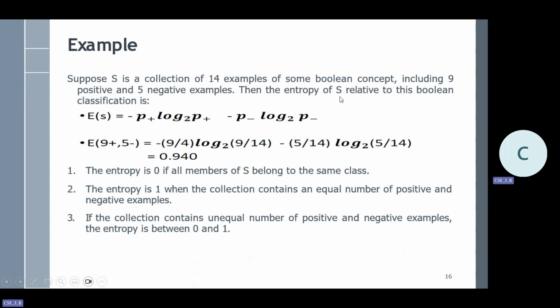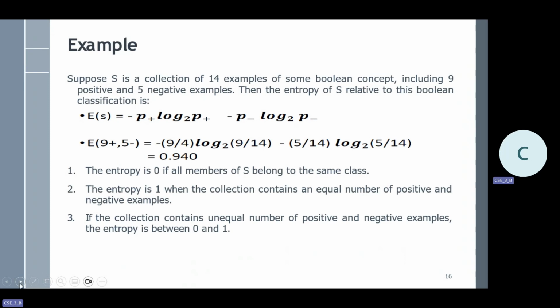Then the entropy of S relative to this Boolean classification is, that is E of S is equal to minus P plus, that is nothing but the proportion of positive examples, log 2 to the base of the proportion of positive examples, minus the proportion of negative examples, again log 2 to the base of the proportion of negative examples. So we can see here that in the data set we have a total of 9 positive and 5 negative.